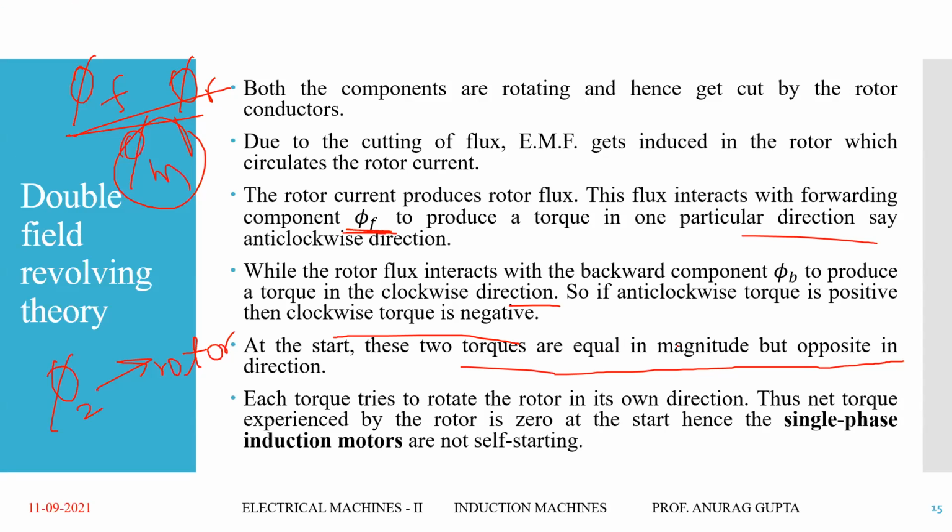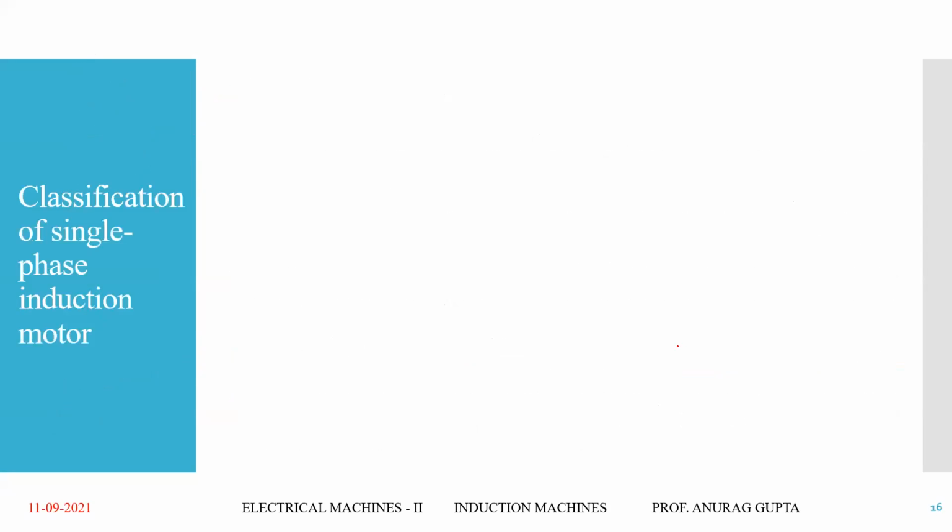So now I'm going further. Clear? So we have already discussed what we have covered till now. What is the induction motor? What is the single phase induction motor? How does it differ from a DC motor? What are the construction features? What is the working principle? Why is it not self-starting? What is the double field revolving theory? So till now we have discussed these things. But if the motor is not self-starting, then how does it work? That is called the classification of single phase induction motors.